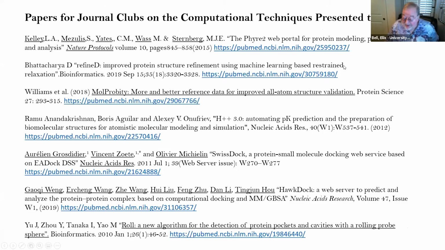So I mentioned that we did a journal club. These are the papers we used. There's a paper here for each technique. There are the links to PubMed. They're all, I think, free off PubMed. If you have any trouble finding them, let me know and I'll make them available to you, but they're all there.